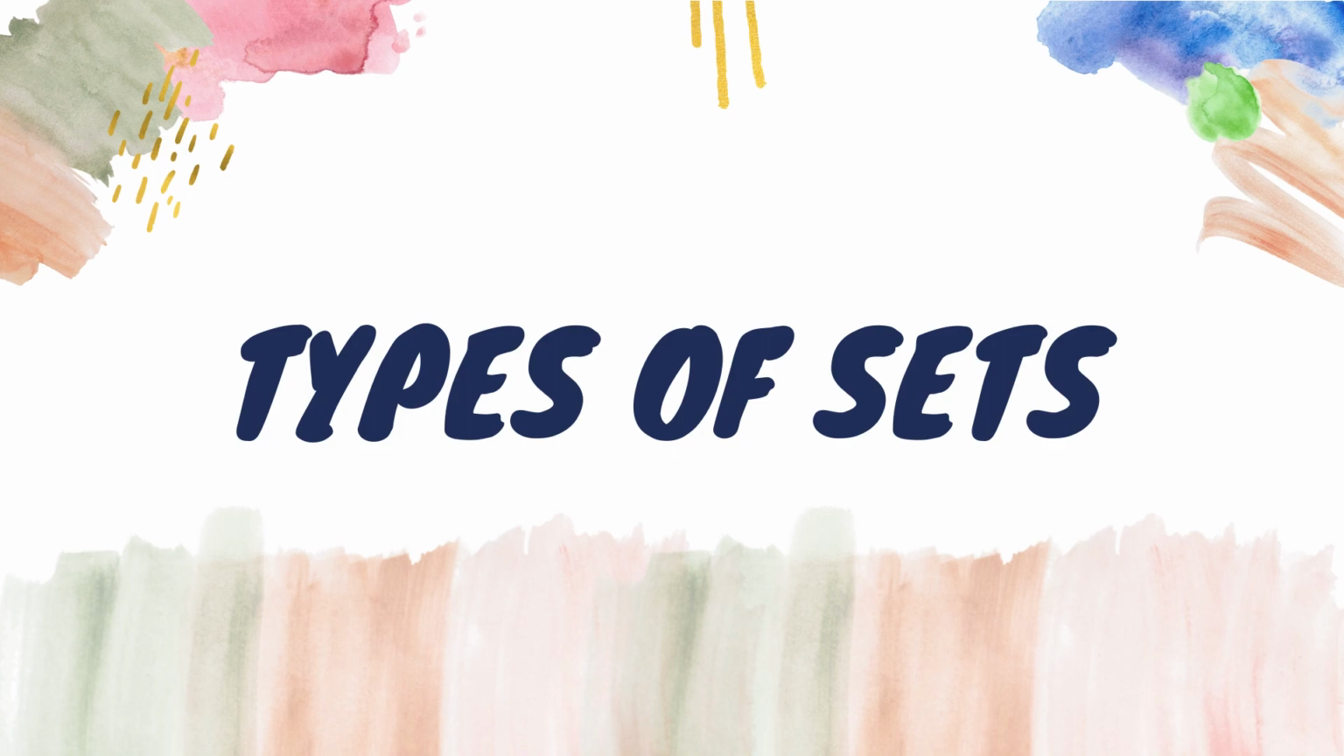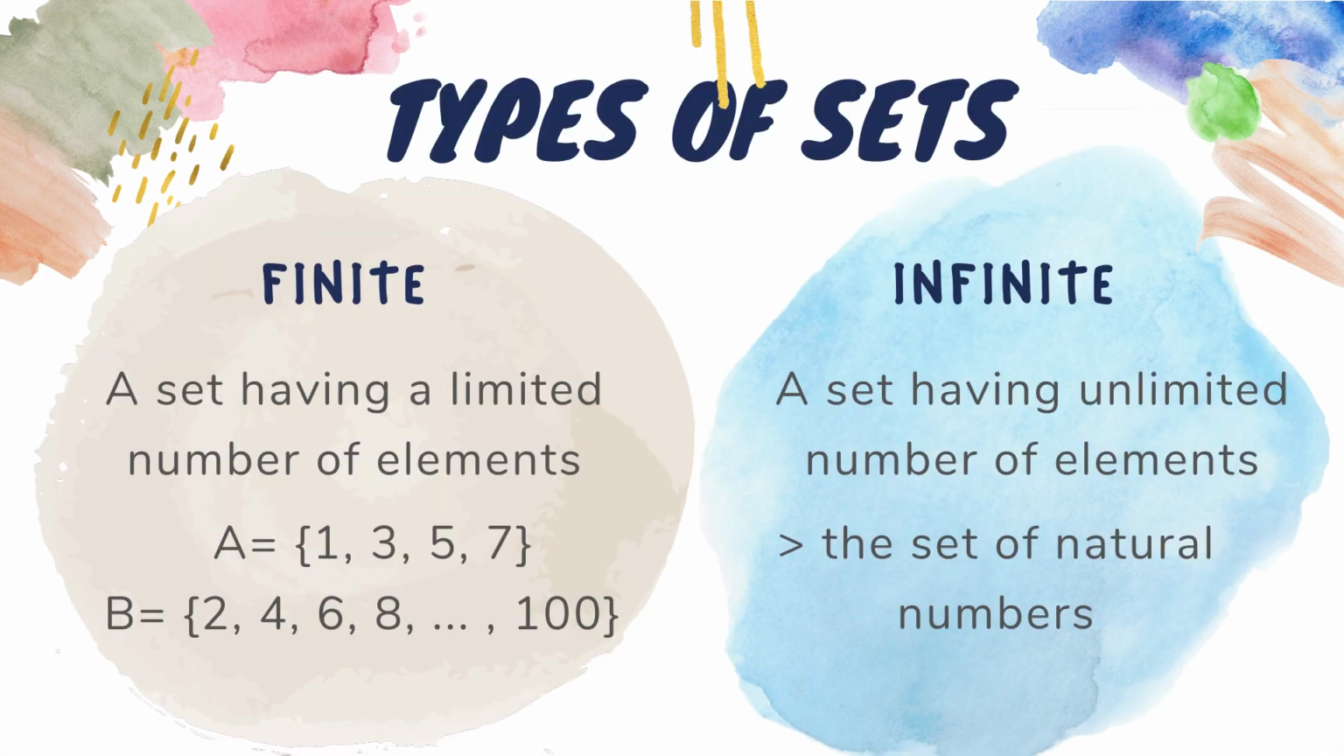Now, for additional info, let us also discuss the different types of sets. The first type is the finite set, which is a set having a limited number of elements. That means that the elements are countable. Examples are set A with the elements 1, 3, 5, and 7. So the cardinality of which is 4.